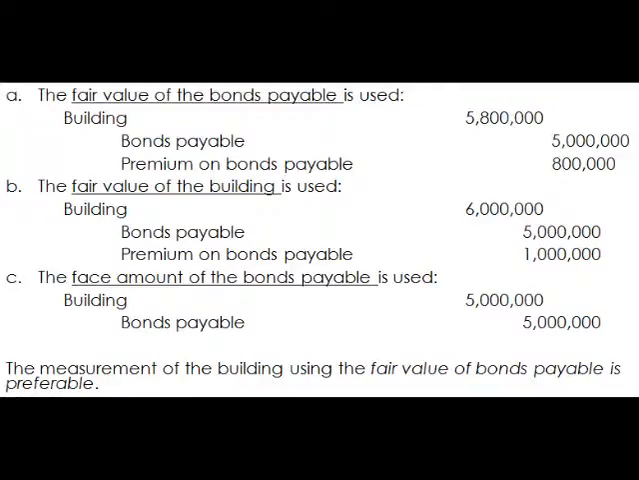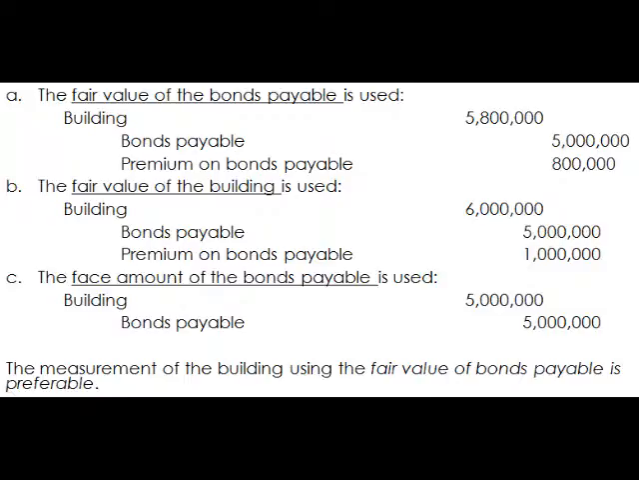The first priority in measuring the cost of the fixed asset acquired when issuing bonds payable is the fair value of the liability, bonds payable. So, in the example, the fair value of the bonds payable is given. Hence, the cost of the building is measured on that amount. Debiting building with 5,800,000 pesos, crediting bonds payable 5 million pesos as it is the face amount of the bonds payable, crediting the residual of 800,000 pesos to the premium on bonds payable.